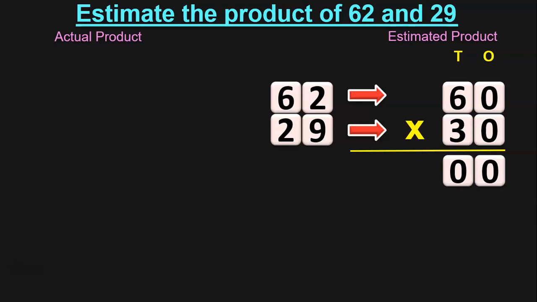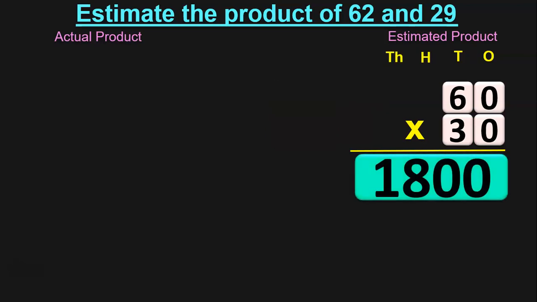Now 3 into 0 is 0, 3 into 6 is 18, 8 in the hundreds place and 1 in the thousands place. So the answer is 1800. The estimated product is 1800. Let us do the actual product calculation and see if our estimation is correct.